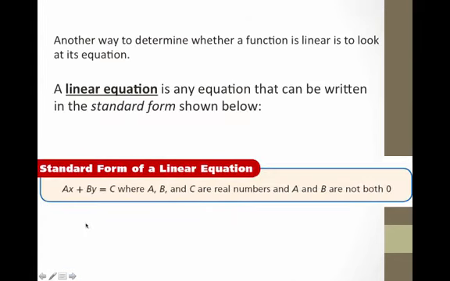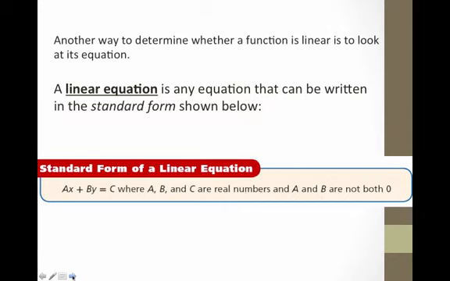All right, so another way to determine whether a function is linear is to look at its equation. If I have a linear equation, it can be written in standard form. So if I can write an equation in standard form, and that is ax plus by equals c, then it is a linear equation. Now, a, b, and c have to be real numbers, and a and b cannot both be 0.